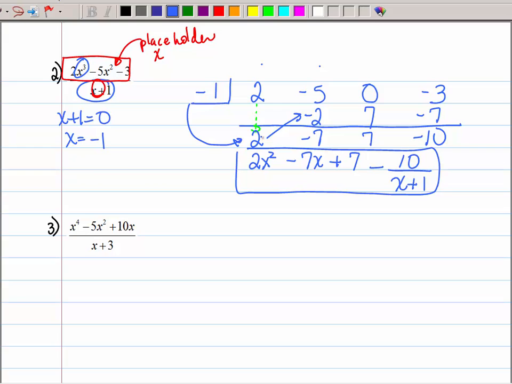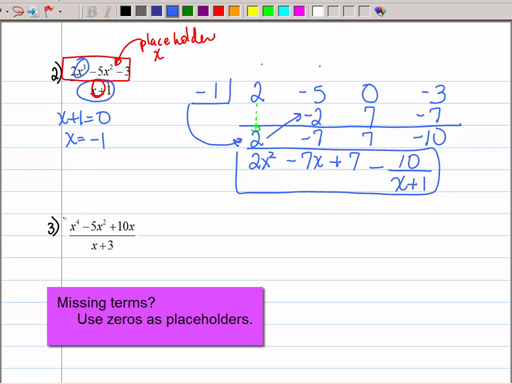Let's do another easy one. Can you spot the placeholders? Well, it starts out with x to the 4th. Now there's a 1 in there, so I have a 1x to the 4th. What's missing? X cubed. Then we have x squared. Then I have x. What comes after that, believe it or not, should be what's called a constant. You always need that constant term, the one without the x, so I need to put a 0 there as well. So I have 1x to the 4th, 0x cubed, -5x squared, 10x, and 0 for my constant.